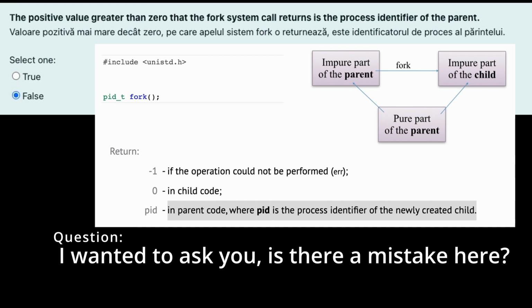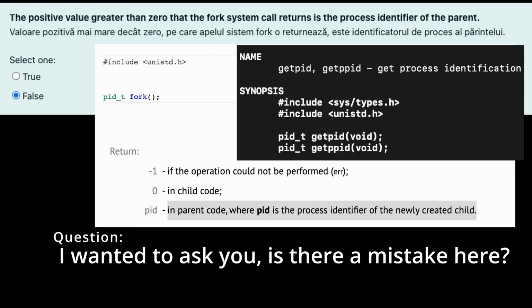And it is the only possibility of the parent to know the PID of the newly created child. It is important for you to remember that. Otherwise, there are other functions which return the PID of the current process or the PID of the parent process of the current process, and they are getPID and getPPID.